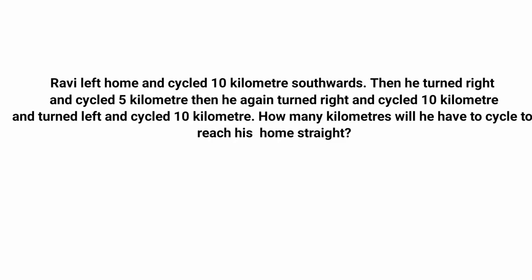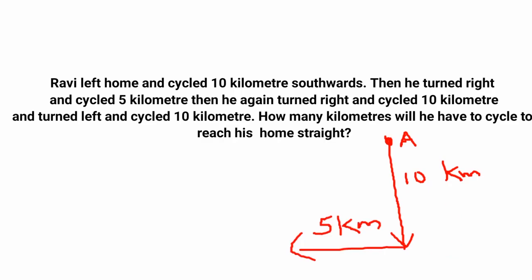Let Ravi's home be at A. It is said that Ravi cycled 10 kilometers southwards from his home. So he is starting from the point A, then cycled 10 kilometers towards south. Then he turned right and cycled 5 kilometers. Right means in clockwise direction. Then he again turned right and cycled 10 kilometers. Right means again clockwise direction, that too 10 kilometers. After that he turned left and cycled 10 kilometers. Left means in anti-clockwise direction.